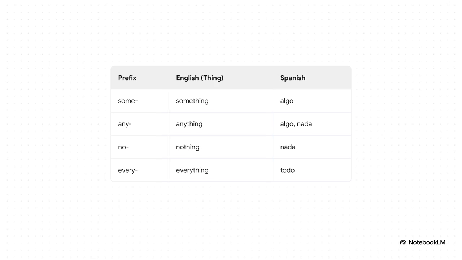And here we go, with the things family. See, it's the exact same system. We're taking those same prefixes, some, any, no, every, and this time we're just adding the word thing. So you get something, anything, nothing. The pattern is perfectly consistent.